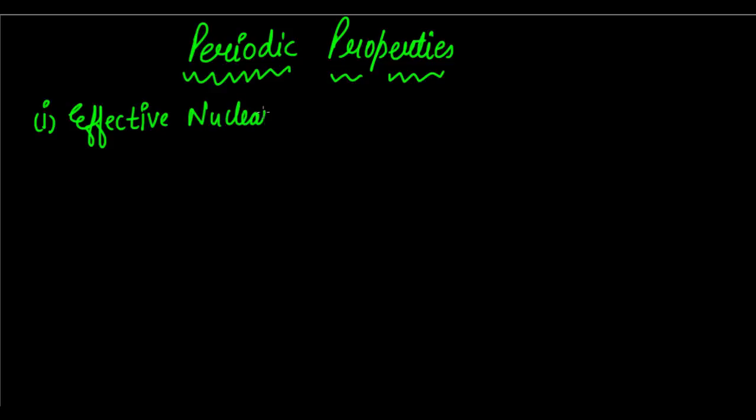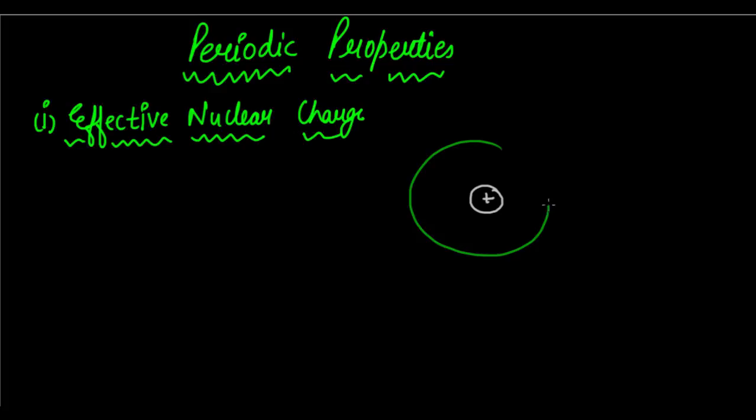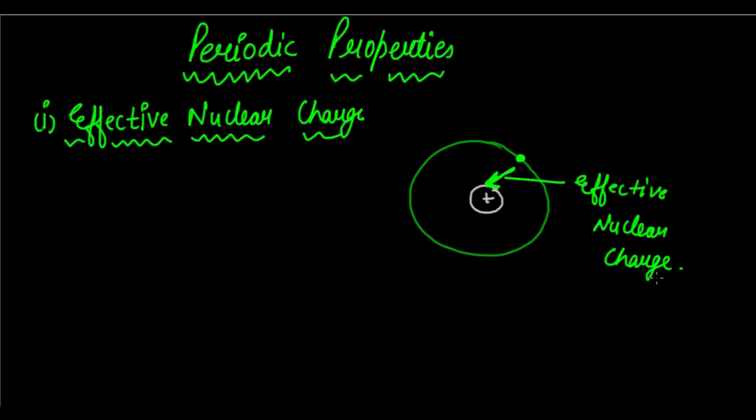Effective nuclear charge. So how do we define effective nuclear charge? Effective nuclear charge is defined as the charge implied by the nucleus of an atom on the outermost electron. So if you have an atom like this and there is an electron outside, then the charge implied by the nucleus on this electron is known as the effective nuclear charge. Now, let's have a look at the variation of this effective nuclear charge as we go along groups and periods of the periodic table.